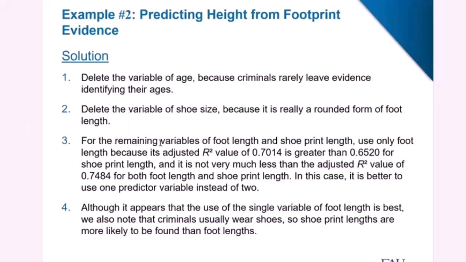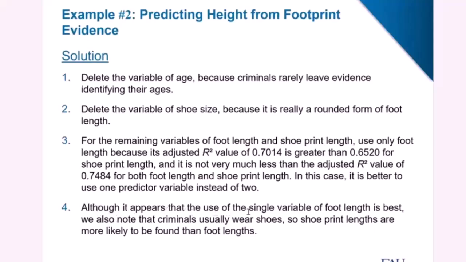Then we have, for the remaining variables of foot length and shoe print length, use only foot length because its adjusted R squared value of 0.7014 is greater than 0.6520 for shoe print length. And it is not very much less than the adjusted R squared value of 0.7484 for both foot length and shoe print length. In this case, it is better to use one predictor variable instead of two, because these are really similar and highly correlated.